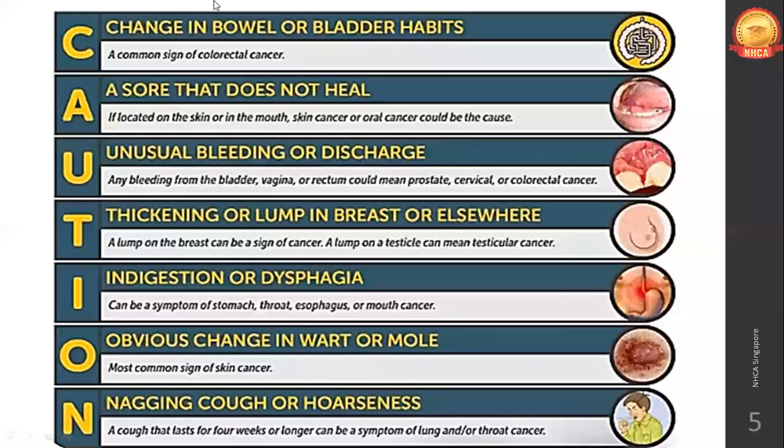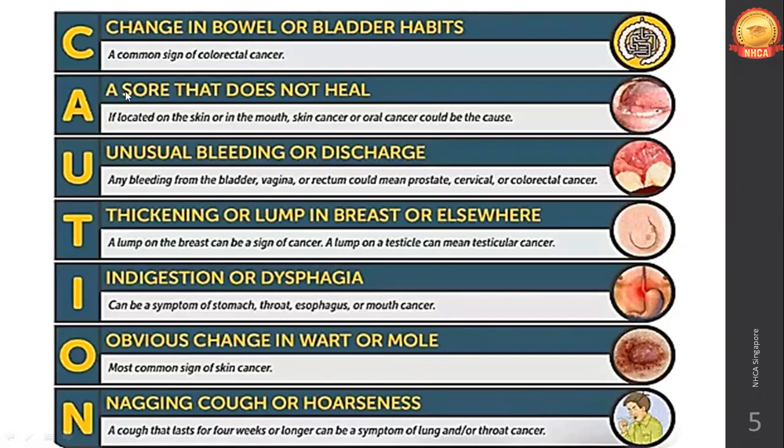C stands for change in bowel or bladder habits. That is a common sign of colorectal cancer. The usual timing of eliminating and excreting waste from your body changes. The consistency changes. Sometimes there could be bleeding as well. You will notice bleeding, blood stains, mucus stains, etc.